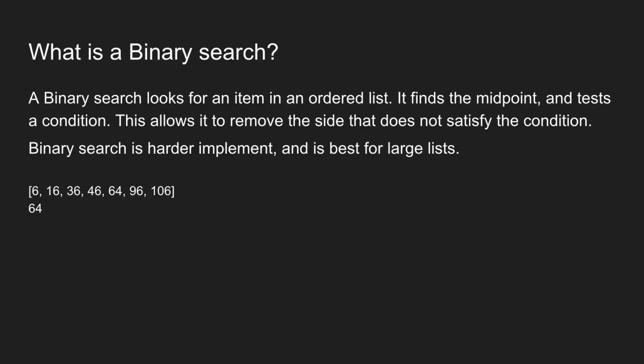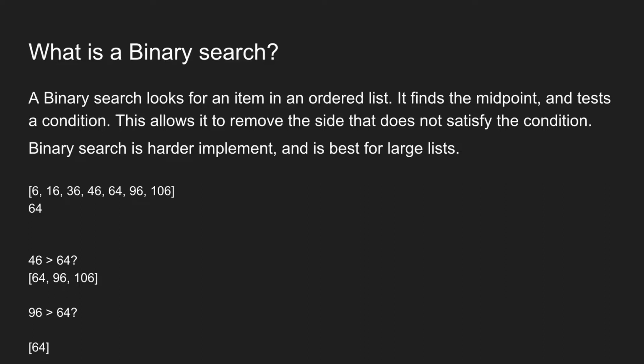So if we have 6, 16, 36, 46, 64, 96, and 106, that's a lot of 6s, but we're looking for 64. We're going to first go to the midpoint, which is 46, and we're going to say, is 46 greater than 64? And of course that is not true. So we're going to get rid of everything on the left, because this is a sorted list, we can do that.